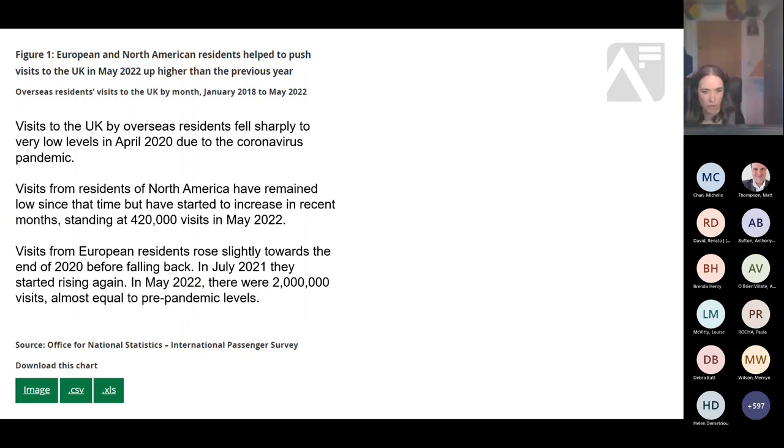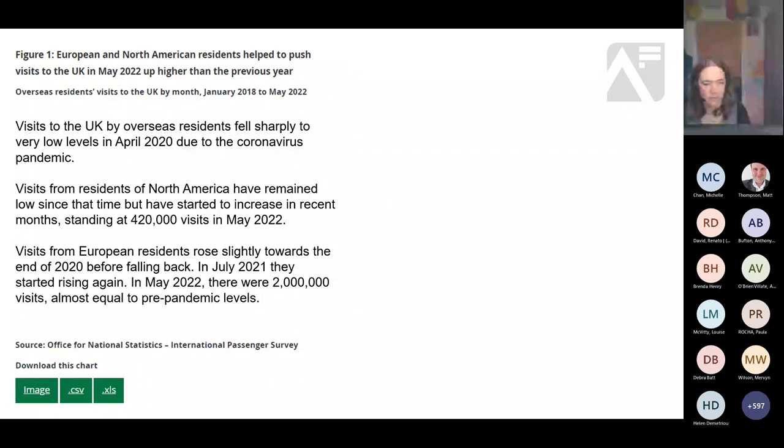So you provide the headline, which again is European and North American residents helped to push visits to the UK up higher than the previous year. You have the stats headline, which is overseas residents visits to the UK by month, January 2018 to May 2022. And then you have this descriptive alt text. Now I'm going to read this out. It's bad presentation practice to read out text on a slide, but just in case, to give you the experience of what it might be like to listen to this being read out.